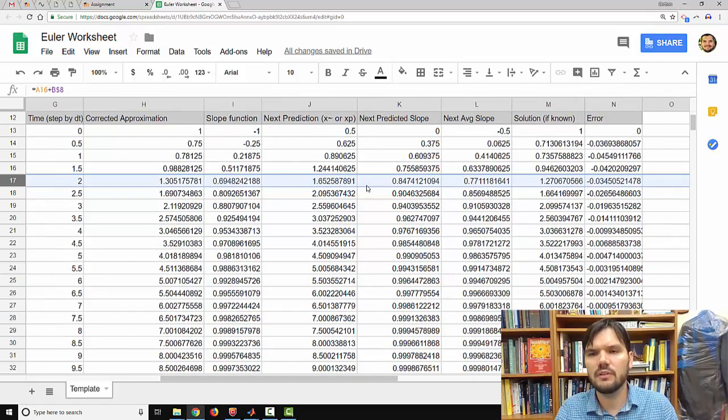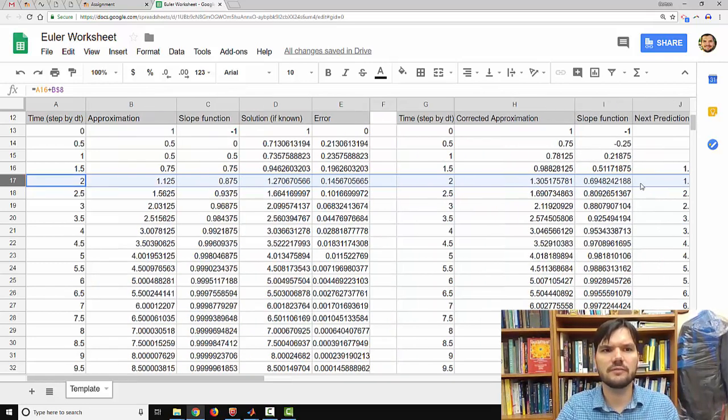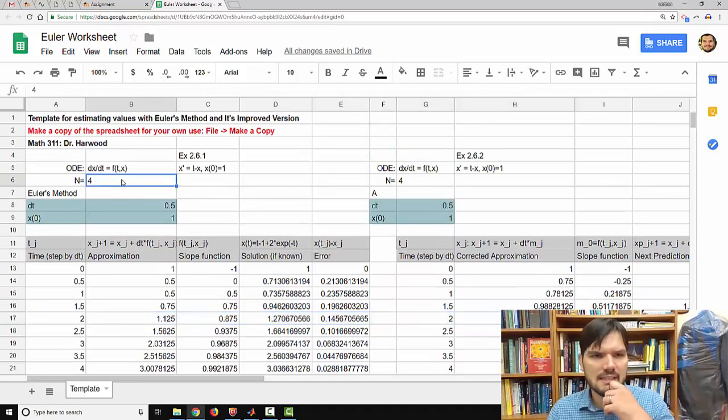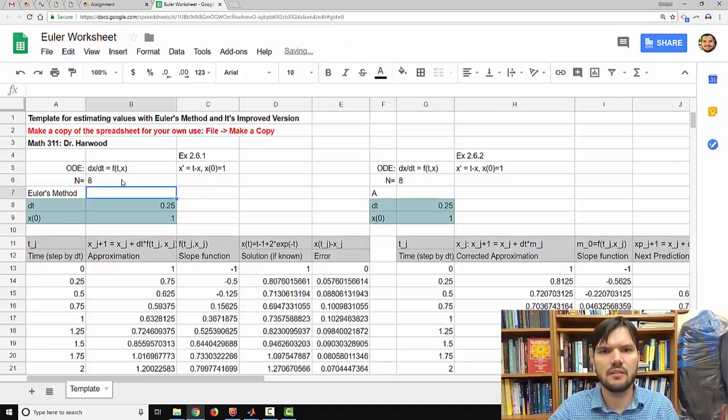And for the improved Euler method, we only have an error of about negative 0.03. So a third of the error, essentially. So now, let's double the n, which will cut our dt in half. Notice that I've set it so that the n's are the same, corresponding to this left one.